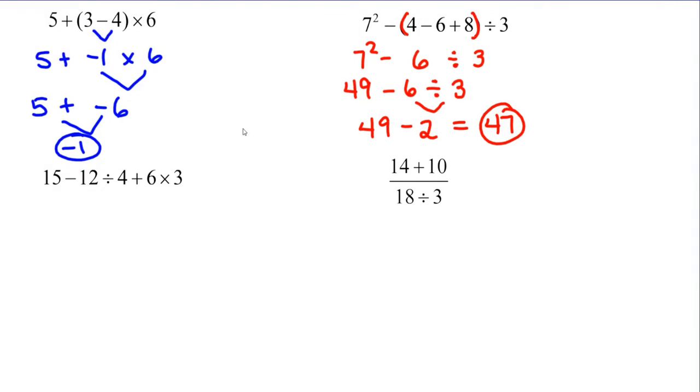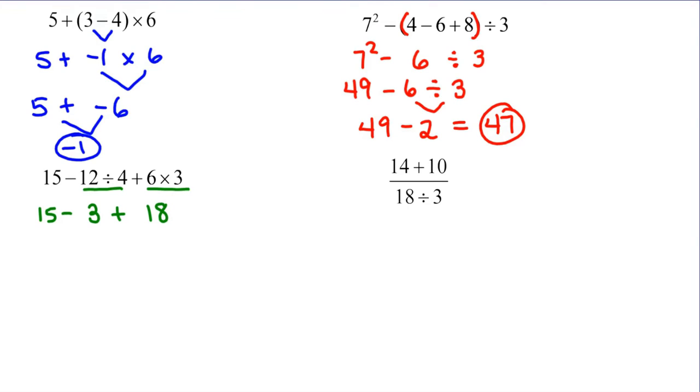Next one, 15 minus 12 divided by 4 plus 6 times 3. And I've got some division and multiplication. These have to come first. Multiplication and division come before subtraction and addition. And I'm going to do these from left to right. So I have 15 minus 12 divided by 4 is 3, plus 6 times 3 is 18.